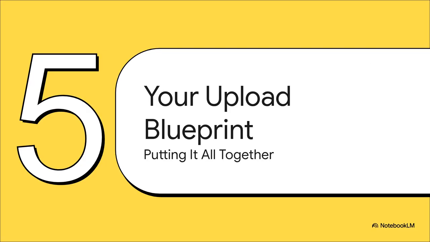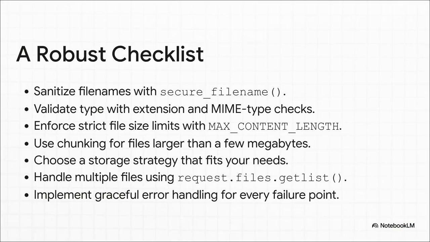All right, we've battled through security, we've tackled scalability, and we've picked our storage. Let's pull all of this together into one solid blueprint that you can use in your own project. So here it is, your checklist for a rock-solid file upload. For security, always sanitize file names, validate the file type in two different ways, and enforce a strict size limit. For performance, use chunking for anything bigger than a few megs, and choose a storage strategy that can actually grow with you. And for just good, robust code, make sure you can handle multiple files at once, and for goodness' sake, have graceful error handling for every single thing that could possibly go wrong.